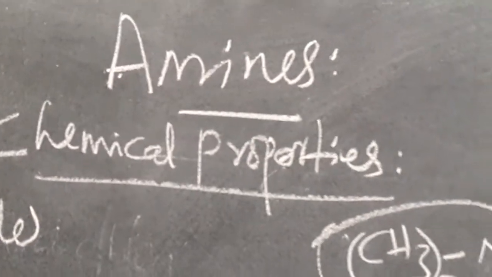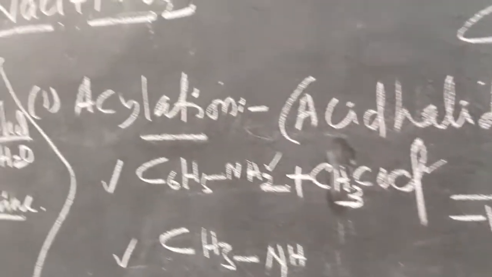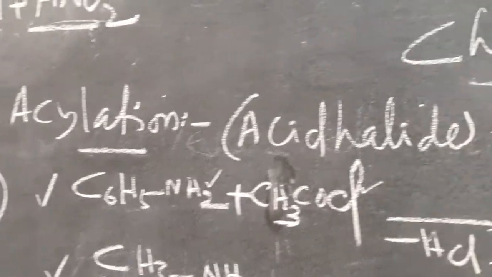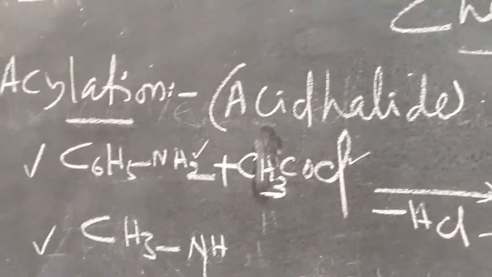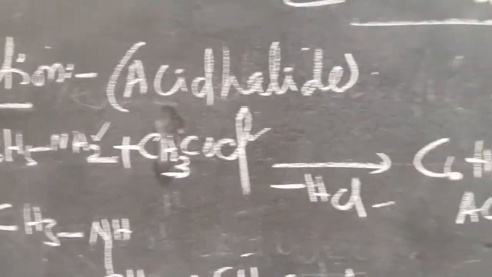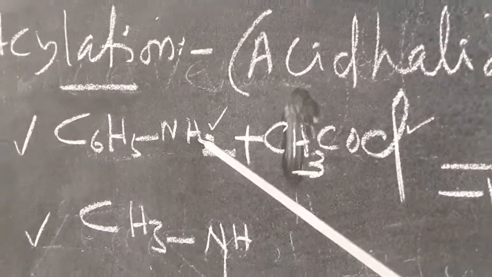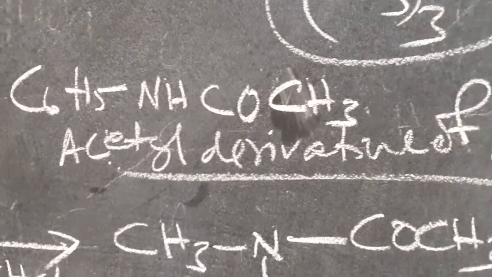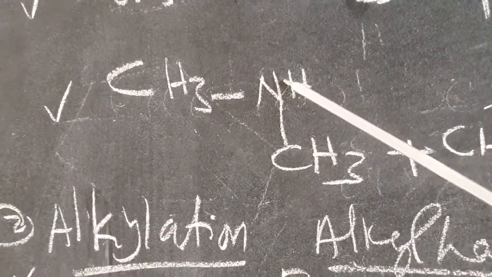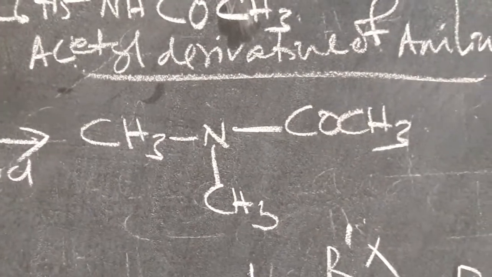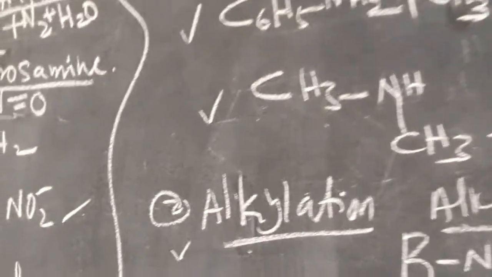Today's class heading is amines and chemical properties. First reaction is acylation. Acylation with acid halide. Take a primary amine, acid chloride, CH3COCl. HCl means one hydrogen from here and a Cl from here, eliminated. And you are getting the addition product, which is known as the acetyl derivative. Secondary amine, this hydrogen and this chlorine will be eliminated and you are adding this compound. That is also a derivative. Right? Tertiary amine will not do the acylation reaction.